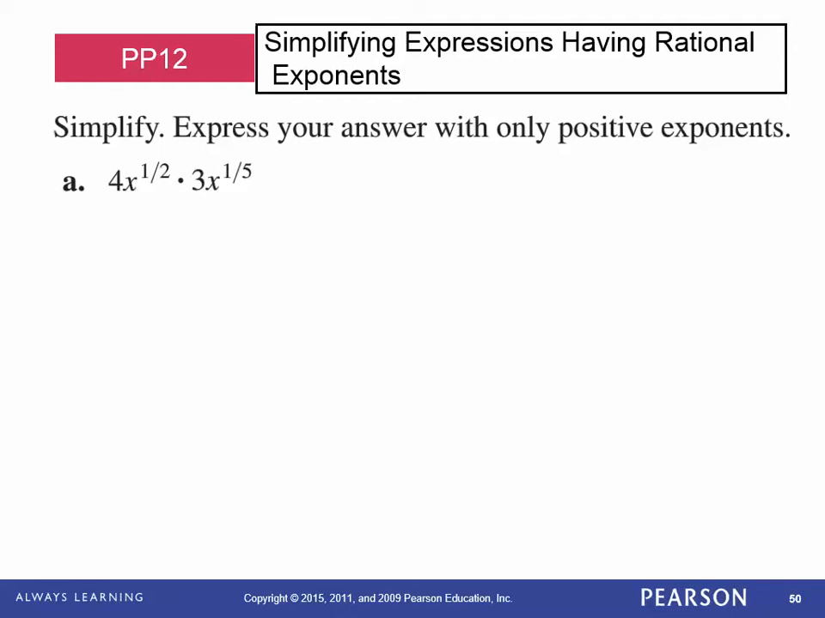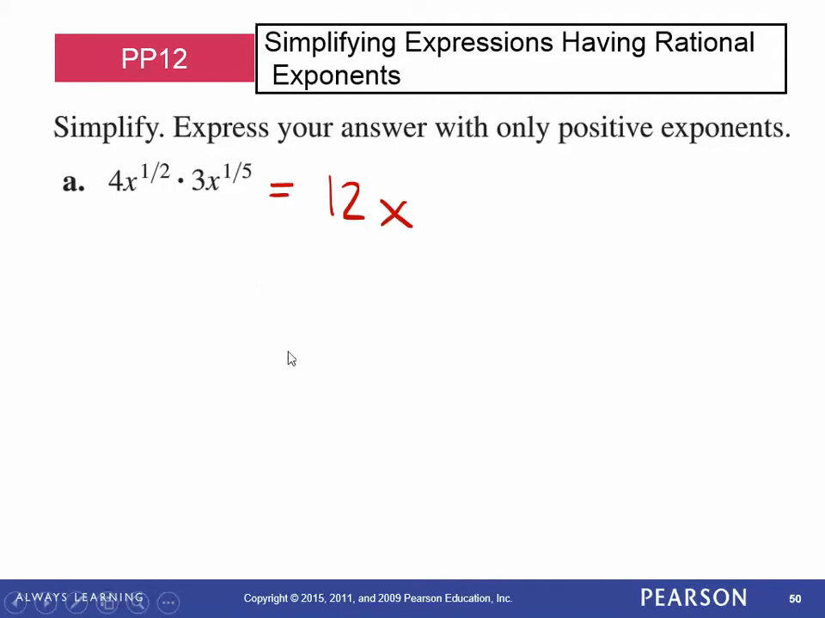All right, let's go for it here. So 4x to the 1/2 exponent times 3x to the 1/5. First of all, we have to understand there's no parentheses around here. So that means this 1/2 exponent only applies to the x. This 1/5 exponent only applies to the x over here. So really, it's 4 times 3, which is 12.